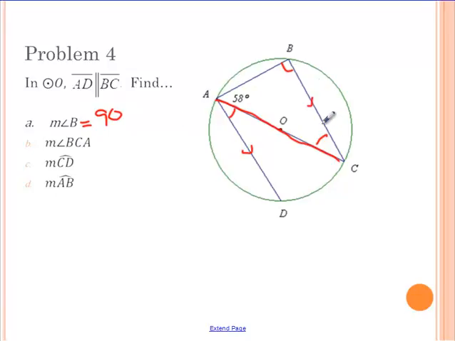Angle BCA is the third angle in this triangle. 180 minus 90 minus 58 will get us that angle, and that's going to be 22. CD is over here. Since this angle here is 22, this angle here is also 22. When I double 22, I get 44 for that arc. And same for arc AB. Double the angle that's on the circle, and you get 44.